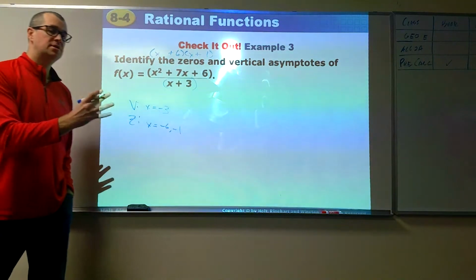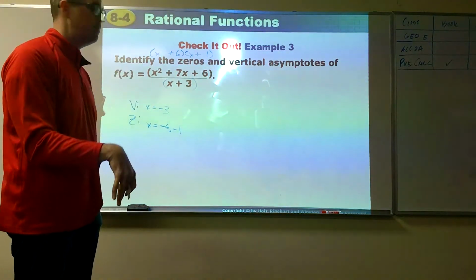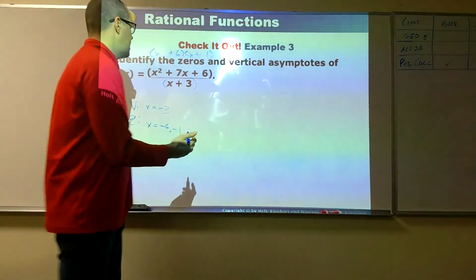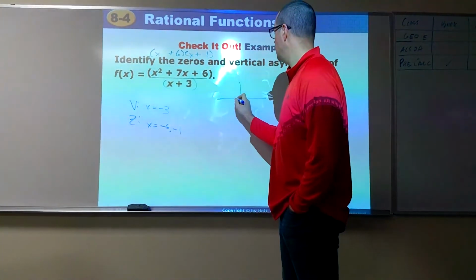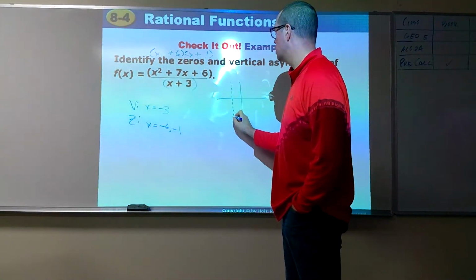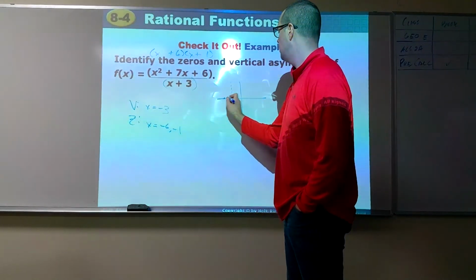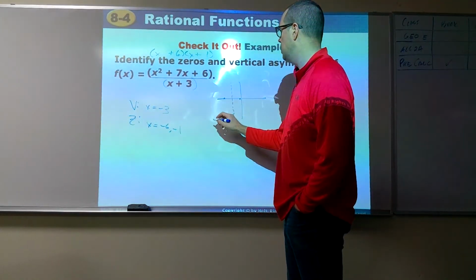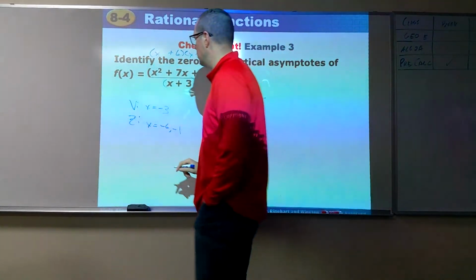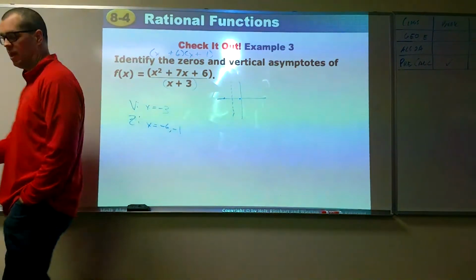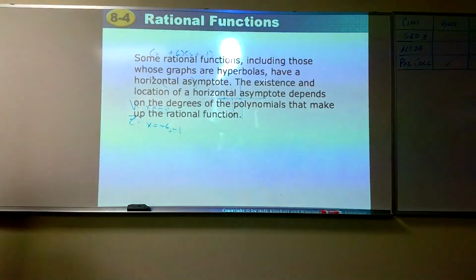Zeros, top 0. Vertical asymptotes, what makes the bottom 0? So if you wanted to see a skeleton of the graph here, you'd have a vertical asymptote at -3. There'd be a 0 here and a 0 here. So then you could graph it on Desmos or whatever and see exactly where those go, but you have a skeleton outline of your graph. Okay?